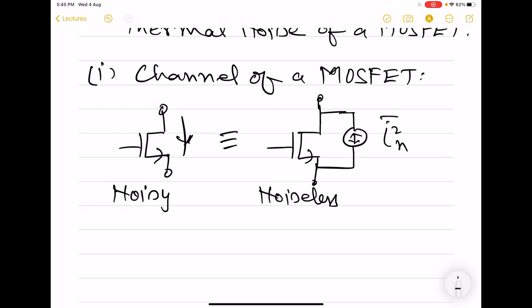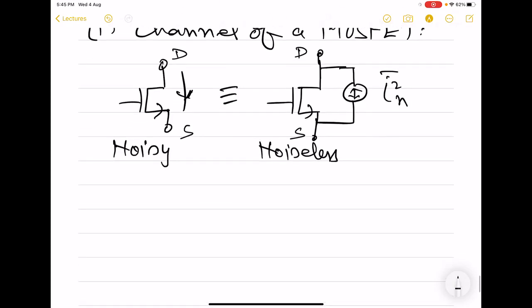such that the noise current that you see between drain and source here for the noisy case is also going to be exactly the same as the noise current that you see between drain and source in this model. So this is, you can say, the Norton model. That means we are substituting a current source to account for the noise current between drain and source. And here, this mean square noise current between drain and source is given by 4kT gamma GD0.